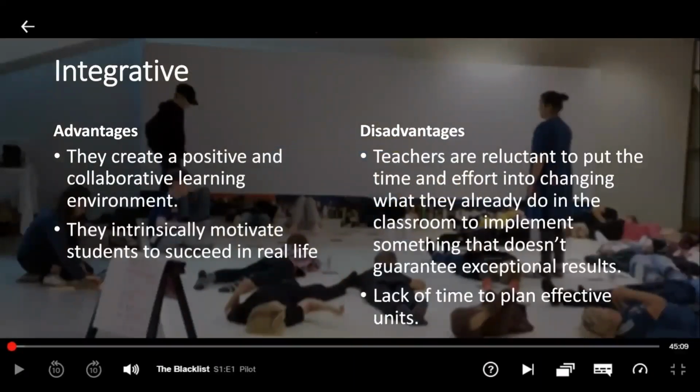Now for the integrative method, one advantage is that it creates a positive and collaborative learning environment, and it intrinsically motivates students to succeed in real life. A disadvantage is that teachers are very reluctant to put in the time and effort to change what they already do in classrooms to implement something that doesn't guarantee exceptional results. And there's a lack of time to plan effective units and lesson plans.